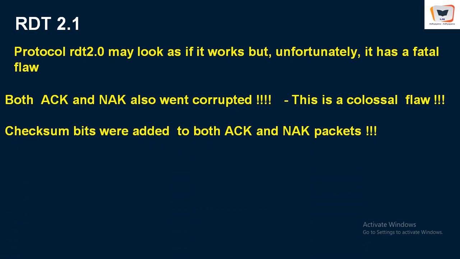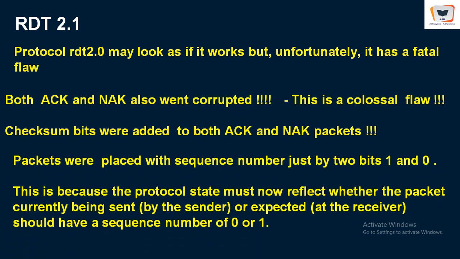Therefore, in order to mitigate this, checksum bits were added to both ACK as well as NAK packets. Packets were labeled with sequence numbers, just 2 bits, 1 and 0. This was adopted using what is called modulo division arithmetic, because 1 mod 2 is 1, 0 mod 2 is 0, and 2 mod 2 is 0. So therefore 1 and 0 can be cyclically generated in this RDT 2.1, and there were only 2 sequence numbers.